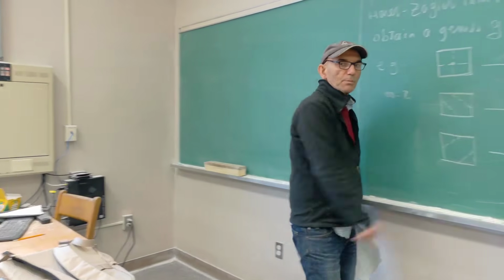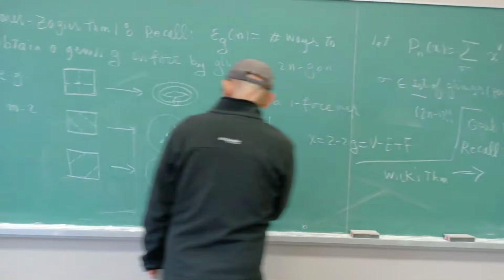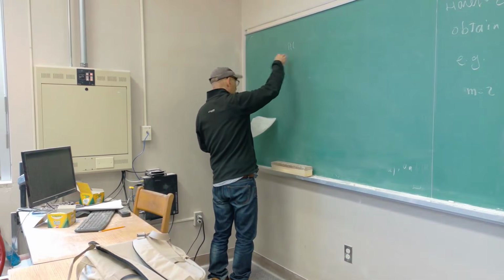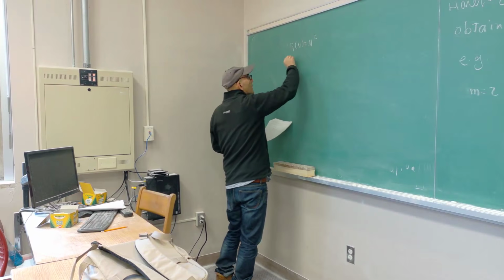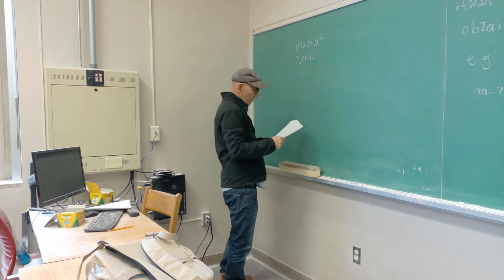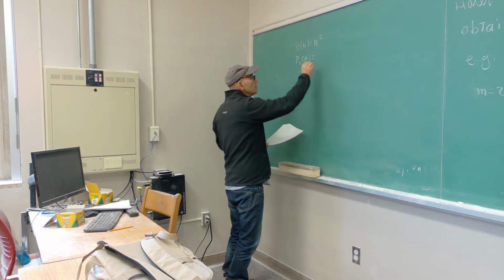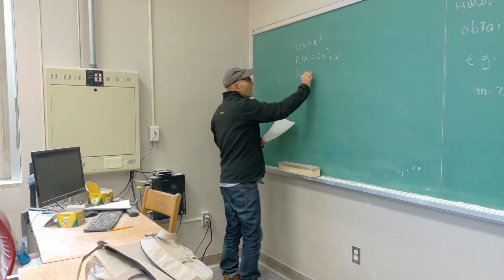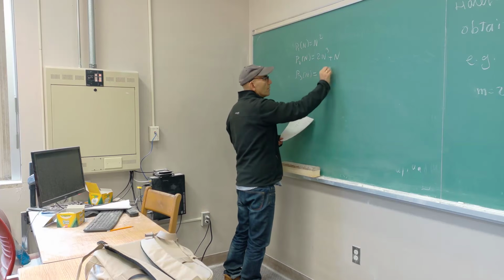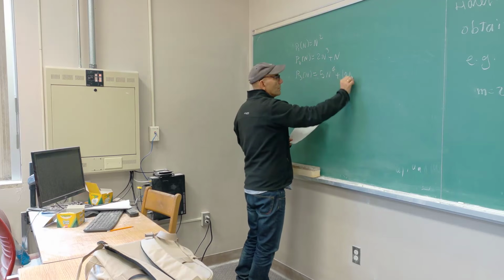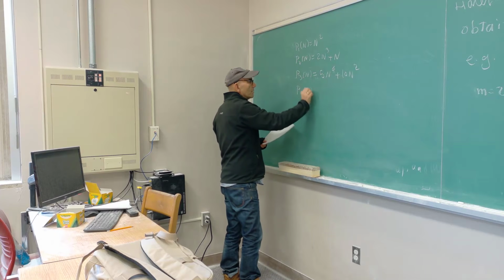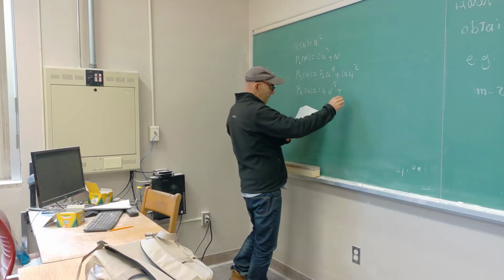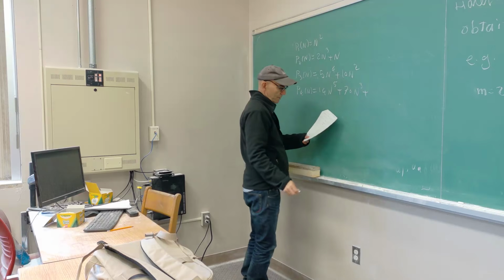So this simple observation tells us what P_1(n) is: P_1(n) is equal to n squared. P_2(n) is 2n cubed plus n. P_3(n) is equal to 5n^4 plus 10n^2, and P_4(n) is equal to 14n^5 plus 70n^3 plus 21n.